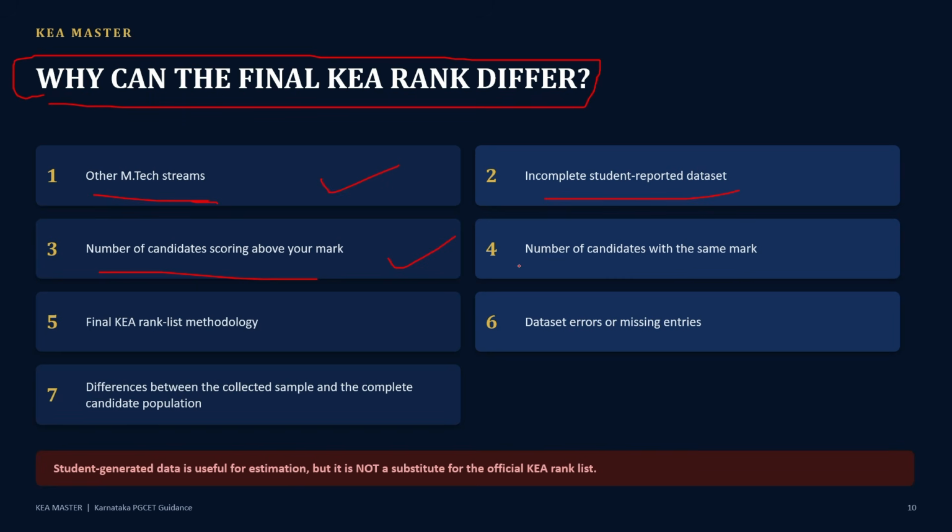Also, the final KE rank list methodology and official data will determine your actual rank. So use this analysis as a rough reference to understand where your marks may stand. Once KE releases the official rank list, this is what you should use for counseling and college selection. And with that, let's quickly conclude.